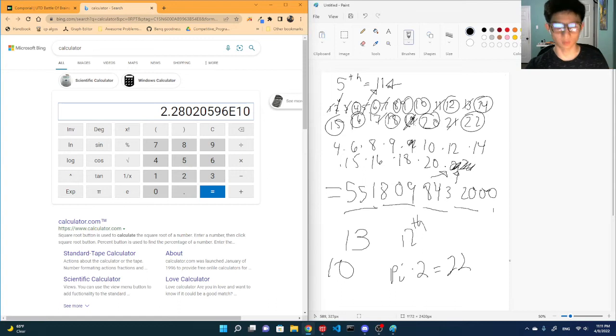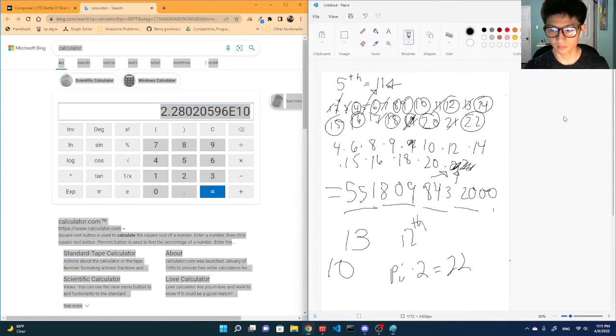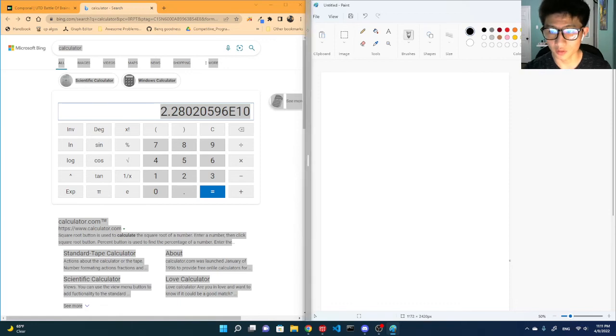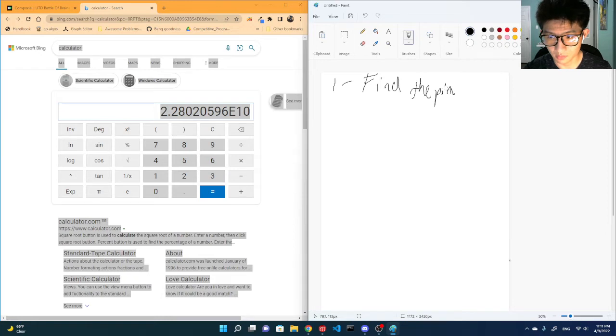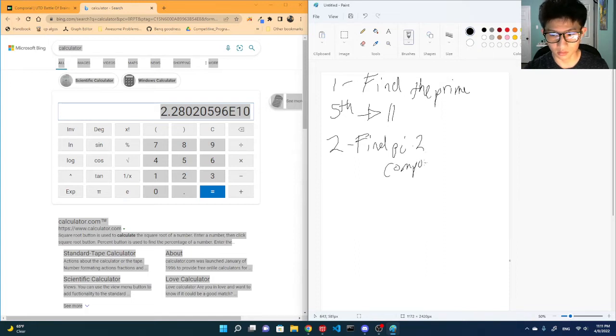So, we have a couple steps here. First step, find the prime. So the example is the 5th prime, so I was 5, and you have to get the prime number 11. The second step is to find pi times 2, the composite number, which you just multiply by 2, so that'll be 22. And then you find the index.